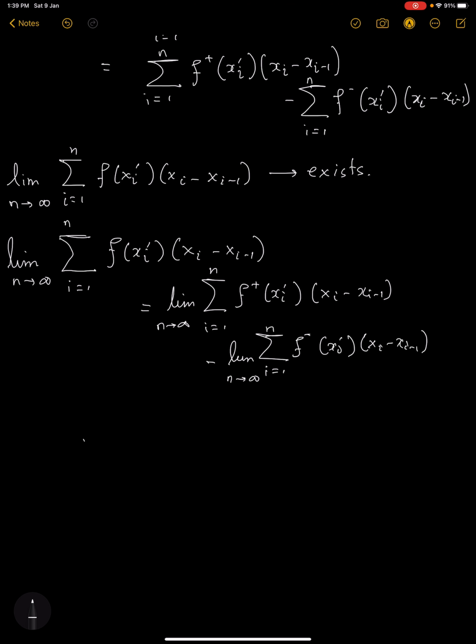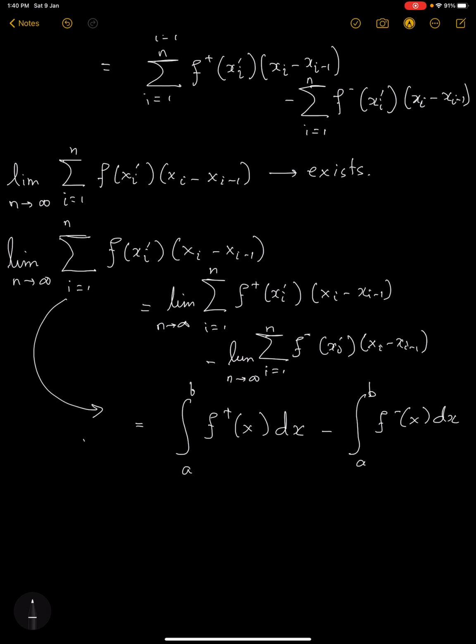So now f plus is a non-negative function, and f minus is a non-negative function. And you know that this limit is nothing but the integral given as an area under the curve f plus x, and this is under the curve f minus x. So I can write that this limit is finally the integral from a to b of f plus x dx minus the integral from a to b of f minus x dx.